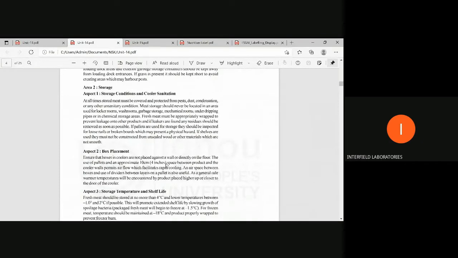Ensure that all the boxes in coolers are not placed against a wall or directly on the floor, because if the boxes are placed against the wall or directly on the floor, there will not be adequate space for air movement. Space between the product and cooler walls permits airflow and this will facilitate rapid cooling. So proper space should be there between the product boxes and the cooler walls. An air space between boxes and use of dividers between layers on a pallet is also useful.